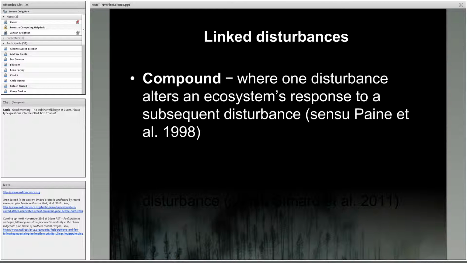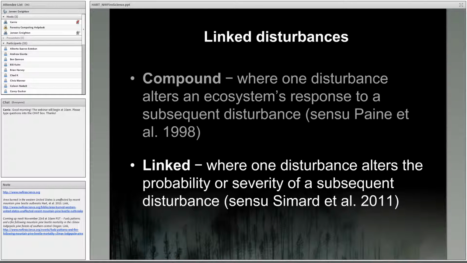And in the disturbance ecology literature, we talk about these in terms of 2 different types of disturbance interactions. First, compound disturbances, where one disturbance may alter an ecosystem's response to a subsequent disturbance. And so this might be a question about how mountain pine beetle outbreak followed by fire affects the forest's ability to regenerate. Or we can talk about linked disturbances, where one disturbance alters the probability or severity of a subsequent disturbance. And that's what I'm going to be talking about today. However, there's lots of literature about compound interactions between mountain pine beetle and wildfire that I can refer you to at the end of the talk.